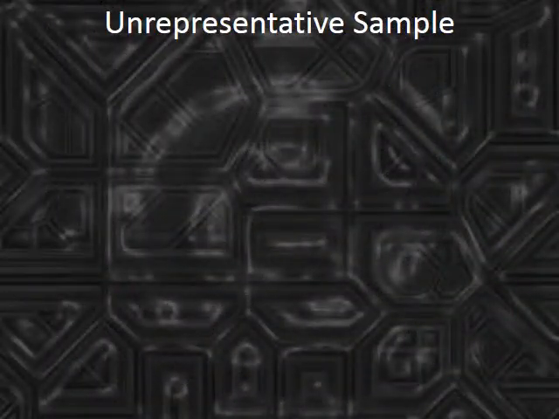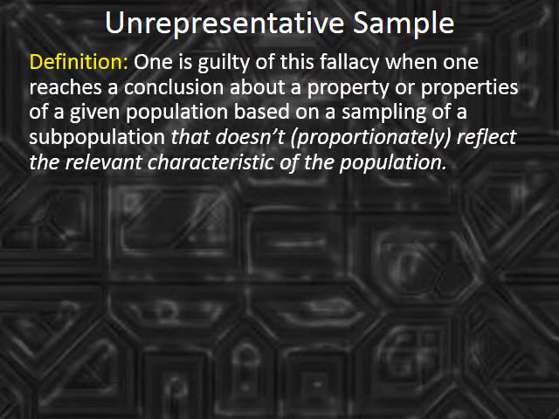Here is another kind of sampling error, the unrepresentative sample. One commits this fallacy when one reaches a conclusion about the property or properties of a given population based on sampling a subpopulation that doesn't reflect the relevant characteristic or characteristics of the population. We've already gone through an example with gumballs, which you have hopefully considered. If all of the cherry gumballs are sitting at the bottom and all the grape ones are sitting at the top, then even if you take a large sample, you are still likely to get all cherries, and will reach the faulty conclusion that the gumball machine contains only cherry gumballs.